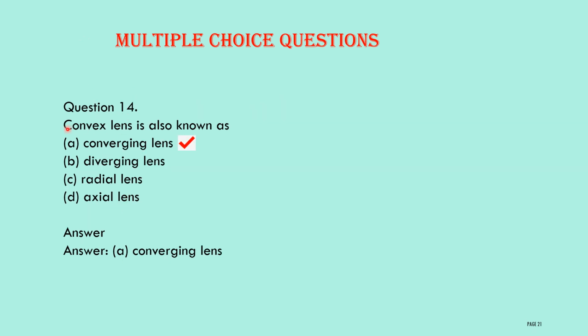Question number 14. Convex lens is also known as a converging lens. Option B, diverging lens. Option C, axial lens. In the case of a convex lens, when light rays fall on a convex lens, after refraction they will meet at a single point. That process we will call convergence. Therefore, convex lens we will call a converging lens.